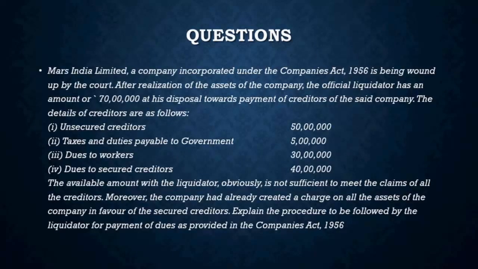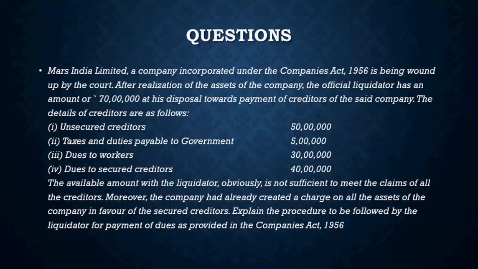So, Mars India Limited, a company incorporated under the Companies Act 1956, is being wound up by the court. Okay, all these situations, they arise in the case of winding up itself, right? So, after realization of the assets of the company, the official liquidator has an amount of 70 lakhs at his disposal. Oh my god, he has a huge amount, right? Towards payment of the creditors of the said company. The details of the creditors are as follows. Unsecured creditors, last people, 50 lakhs.